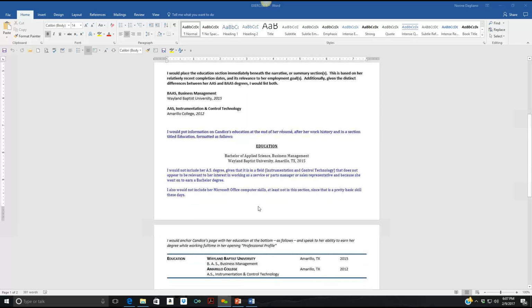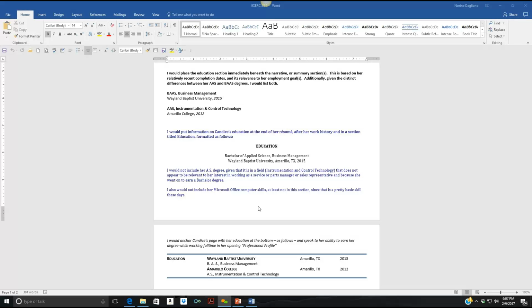And then I thought this next statement was pretty pertinent. I would not include the Microsoft Office computer as this, at least not in this section, since it's a pretty basic skill. I just recently read a blog post indicating that would be one thing you would not need to put on a resume is that you know Microsoft Office. Because like this writer said, it has become a basic skill.